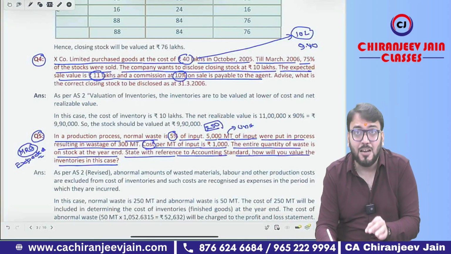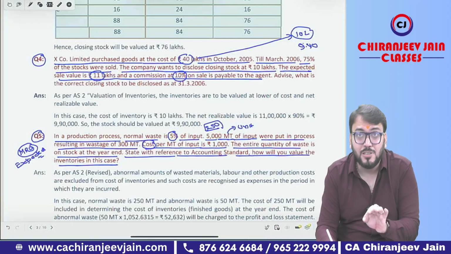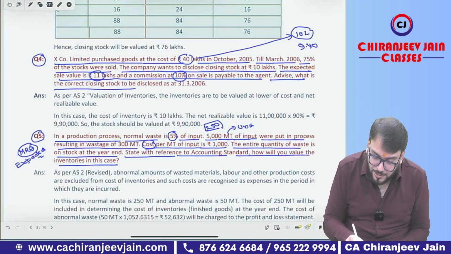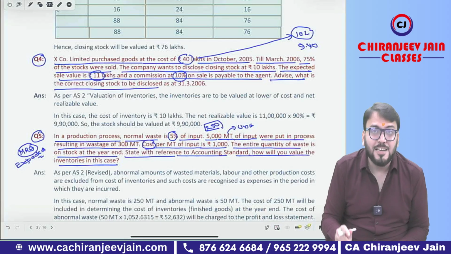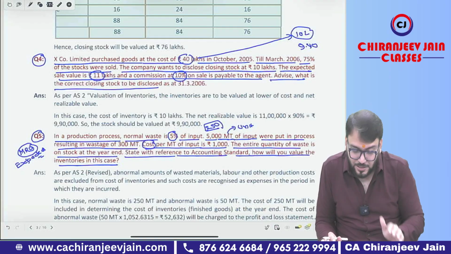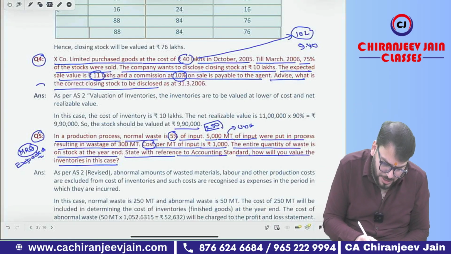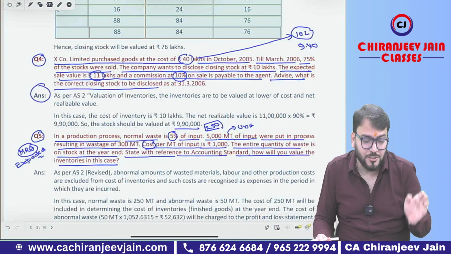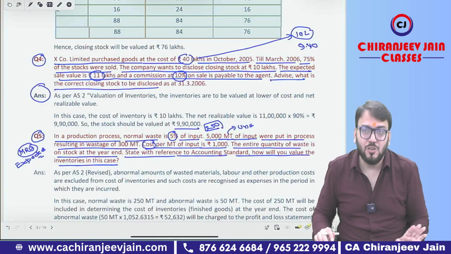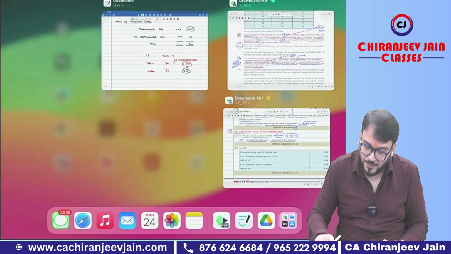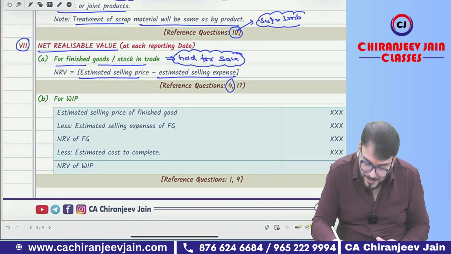It should be valued at 10 lakh or 9.90, whichever is lower. So 9.90, that is 9 lakh 90,000. Advice: what is the correct closing stock to be disclosed? We should value inventory at NRV, that is 9 lakh 90,000. So that is correct. This type of question can be asked for 2 marks in a multiple choice question. I think my help is not required. Okay, sir. Yes, sir. So question number 4 we have done.